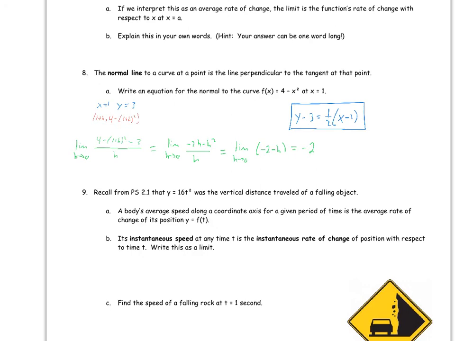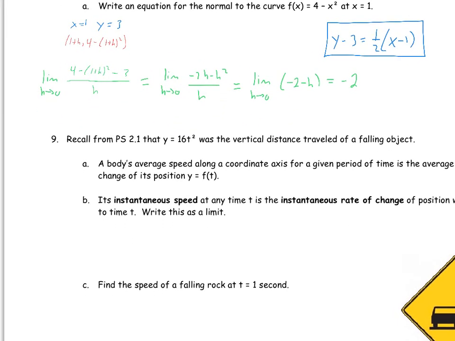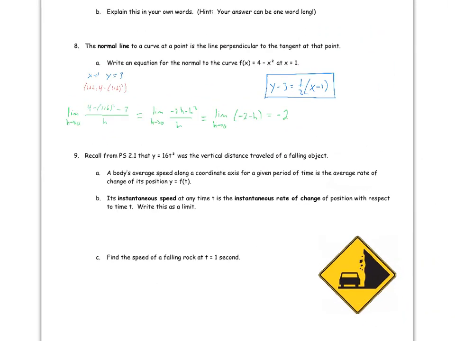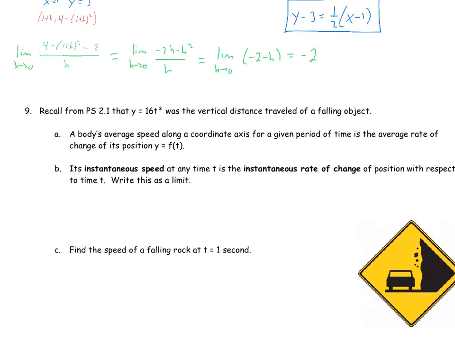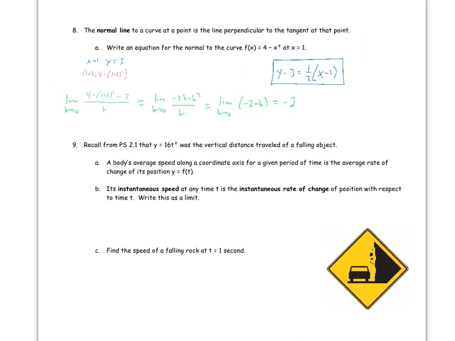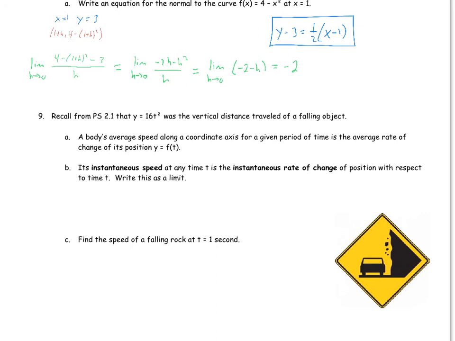Okay, referring back to problem set 2.1, we know that y equals 16t squared was the vertical distance traveled of a falling object. A body's average speed along a coordinate axis for a given period of time is the average rate of change of its position, y equals f of t. So that's what we talked about before, just finding the slope between 2 points. But its instantaneous speed at any time t is the instantaneous rate of change of position with respect to time t. Write this as a limit.